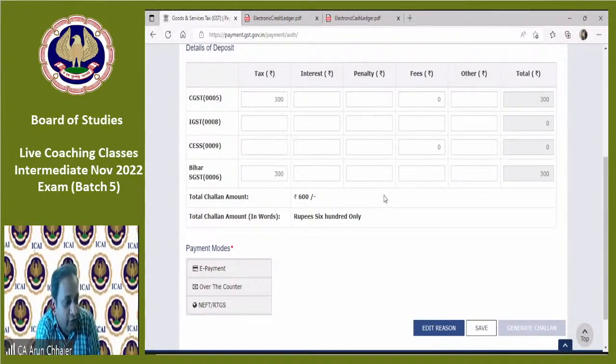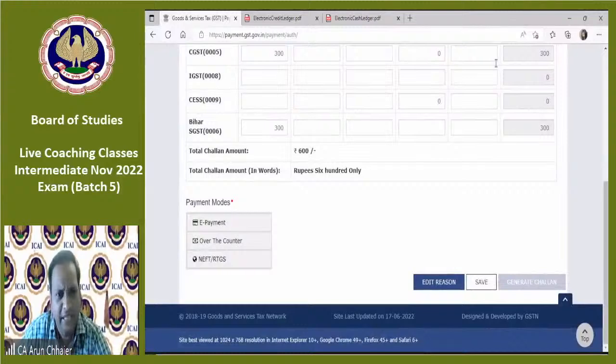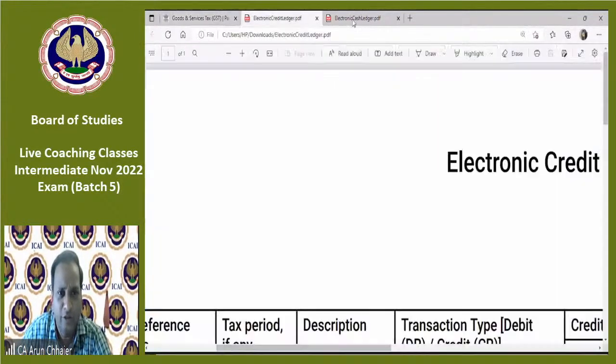Karthik: can we say that electronic cash ledger is just a kind of bank account opened with the GST in which we deposit the money, which can be used to pay liability? Yes. I can say not only cash, even credit ledger is also some sort of bank account, in which I am paying the taxes to the supplier or directly to the government, crediting in my electronic credit ledger and utilizing it for my future tax liability. Any other question, please ask me. Please ask the question if it is not answered.